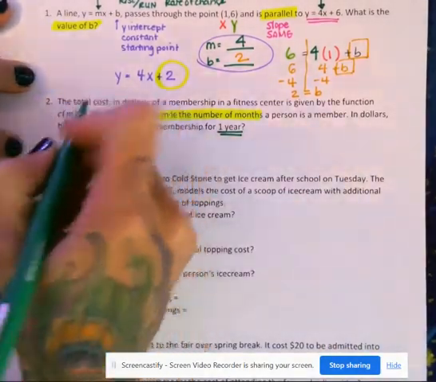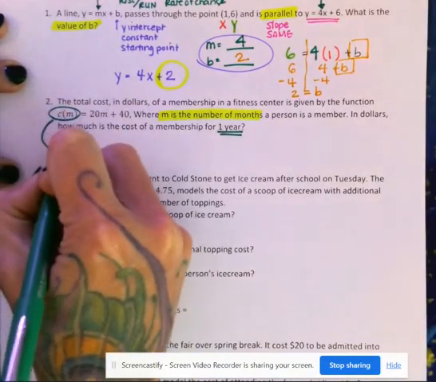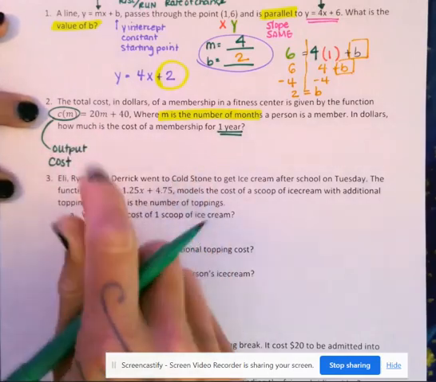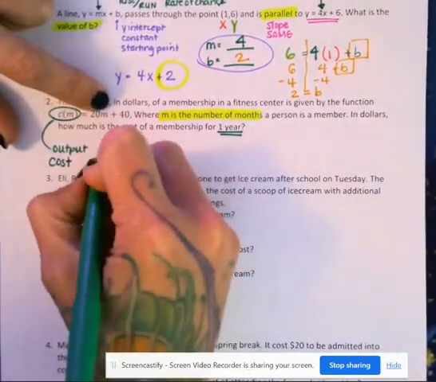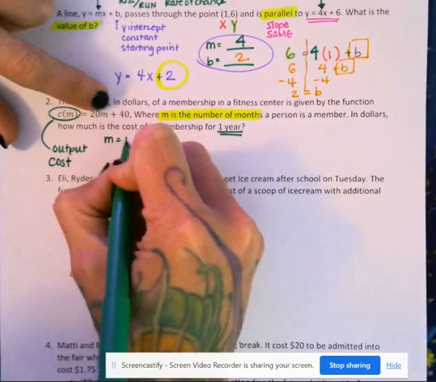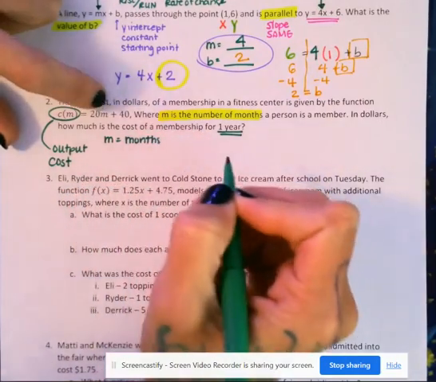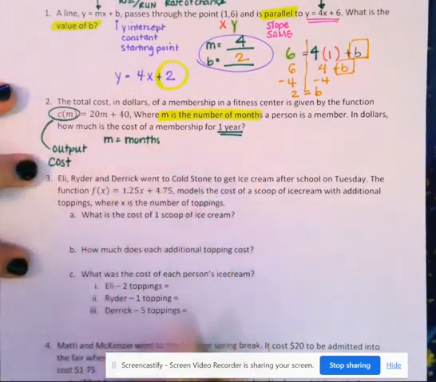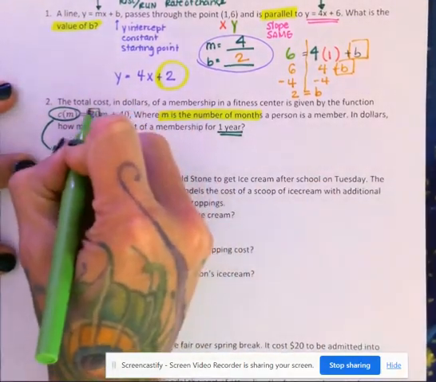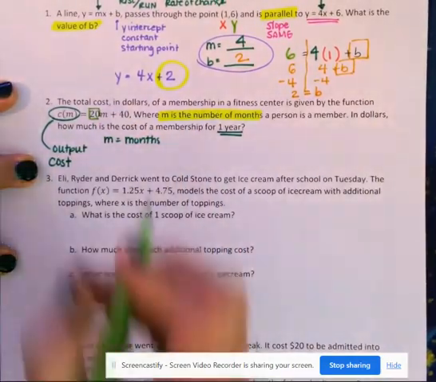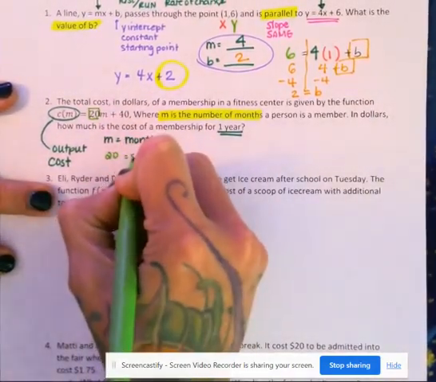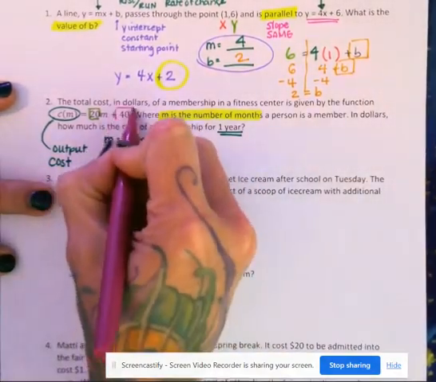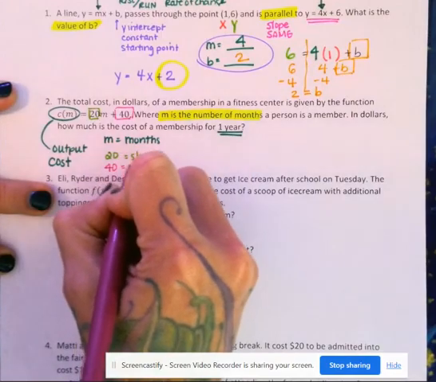So C of M, this is the same thing as y. This is our output. That C is cost. And then our M is our months. So don't get that M confused with our slope m. This is the M that is our variable. So M is months. Our rate of change, so our cost that will go up or down, in this case it's going to go up, is 20. So that's our slope or rate of change. Our non-negotiable is that 40. You're never getting out of that, also known as our y-intercept.